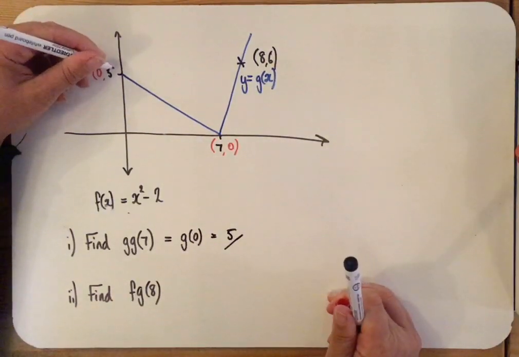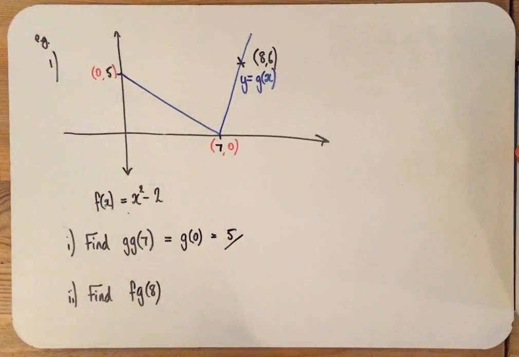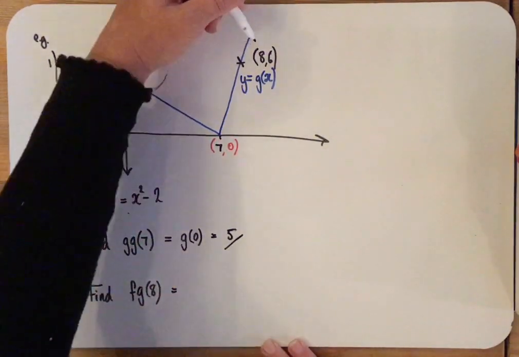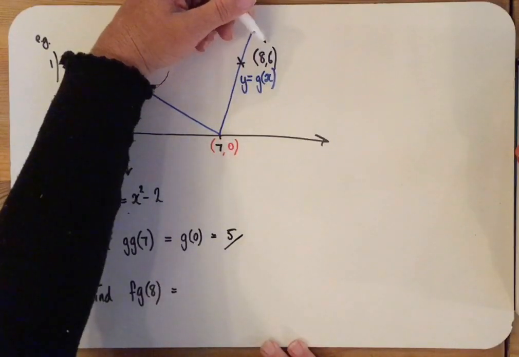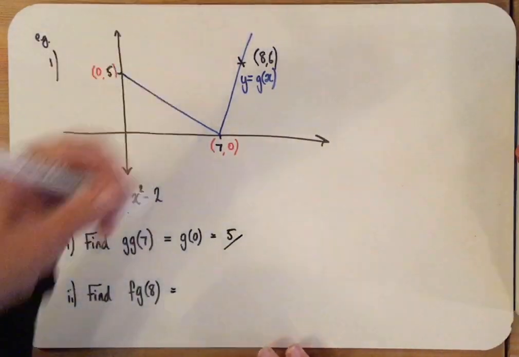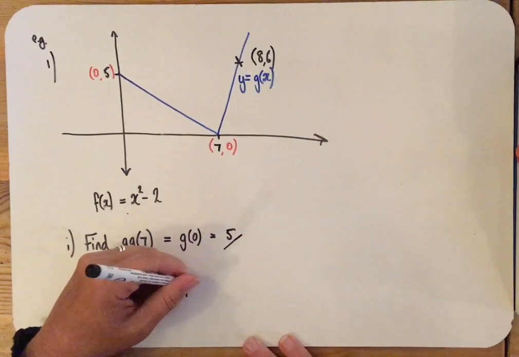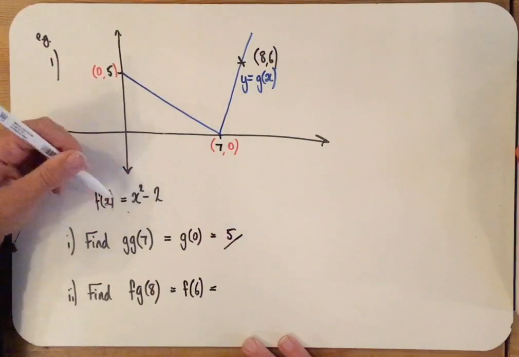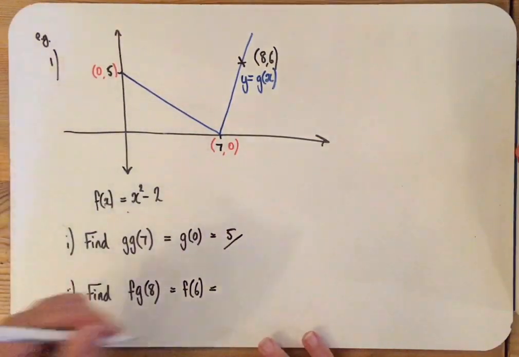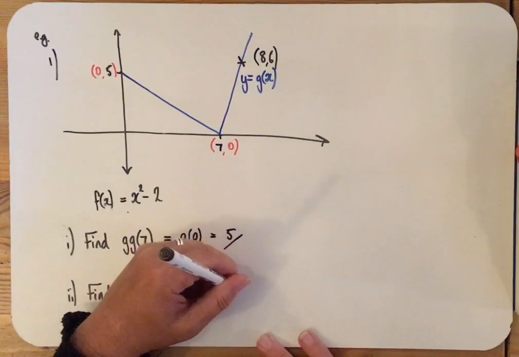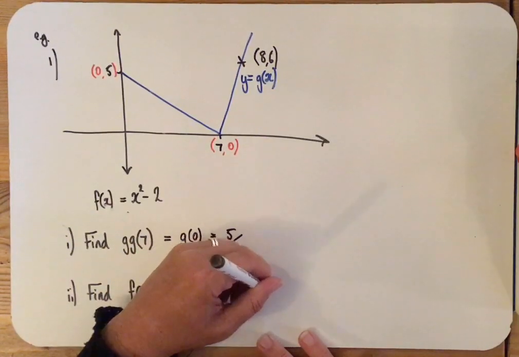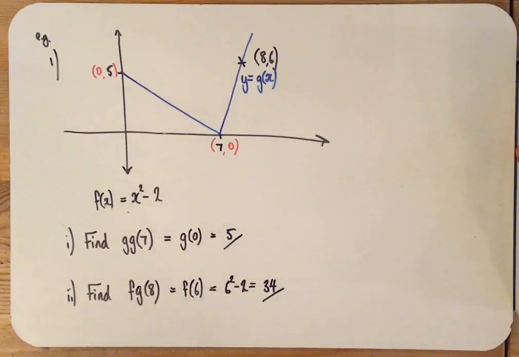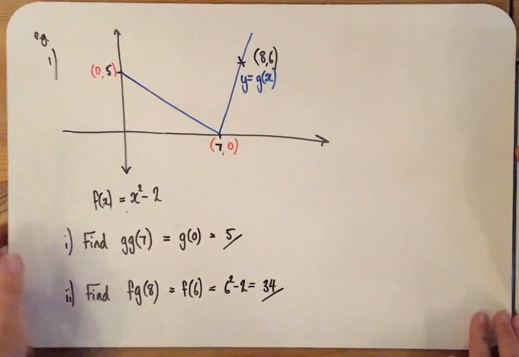So this came up on an exam actually a few years ago, so I just kind of like to go over it now just in case. f of g of 8. So if I put 8 into g, g of 8 is equal to 6. So that's your y coordinate. And f of 6, I'm just putting 6 into f of x. We've got the equation for f of x, so that's 6 squared minus 2, which is 34. So that's example 1.